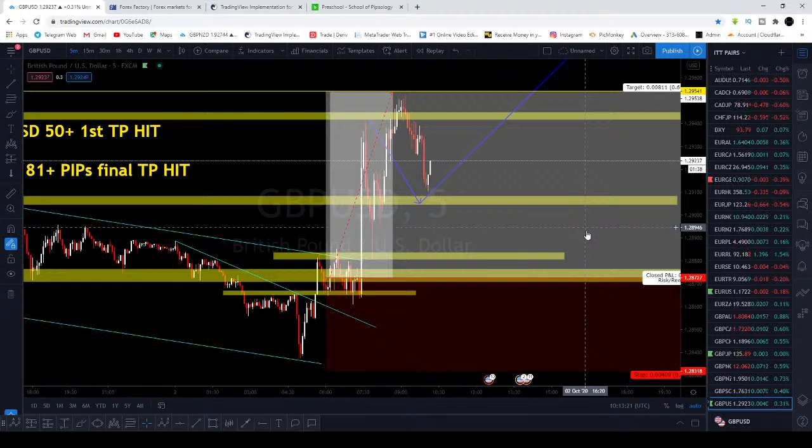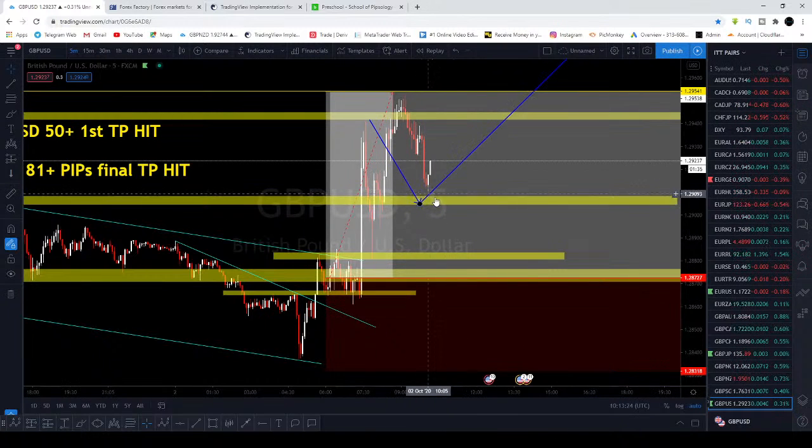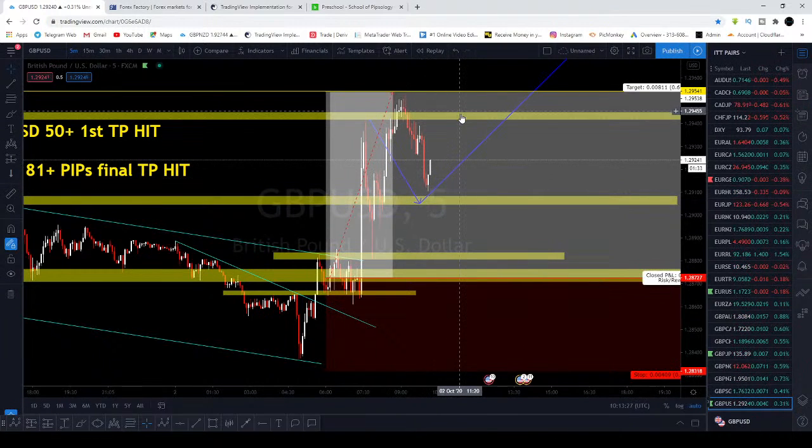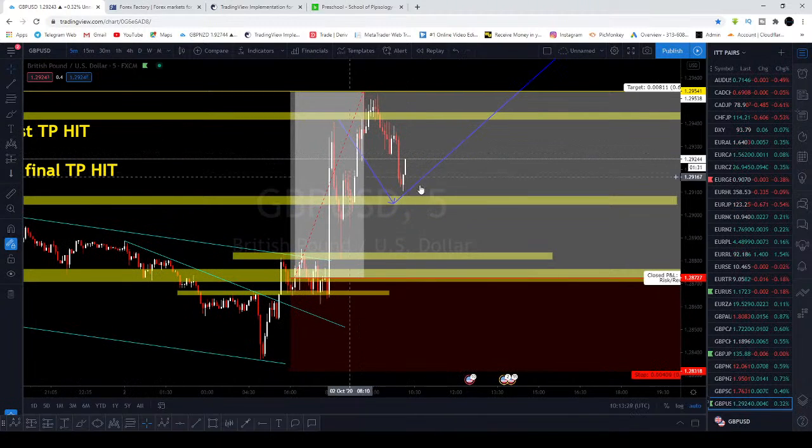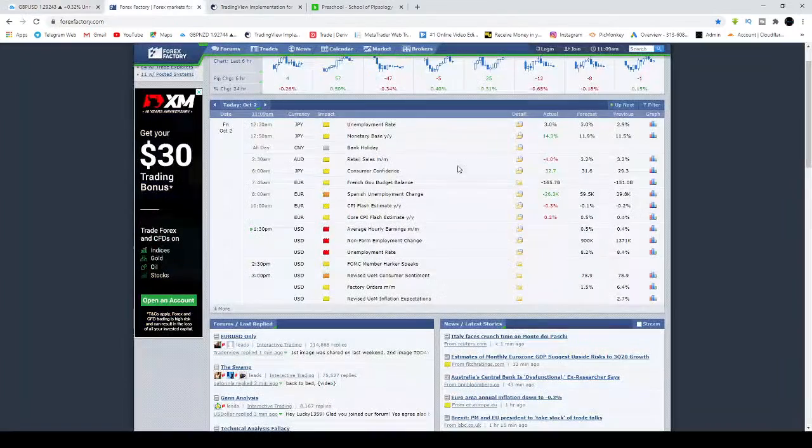As you can see now, GBPUSD is trying to react to that 50% Fibonacci retracement right now, trying to go to the upside. So yeah, that's how you can trade news, guys.